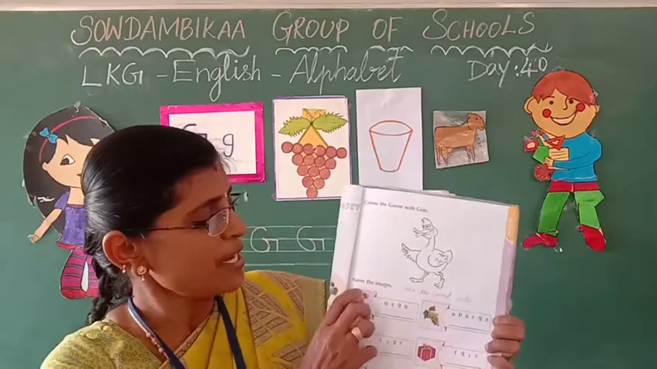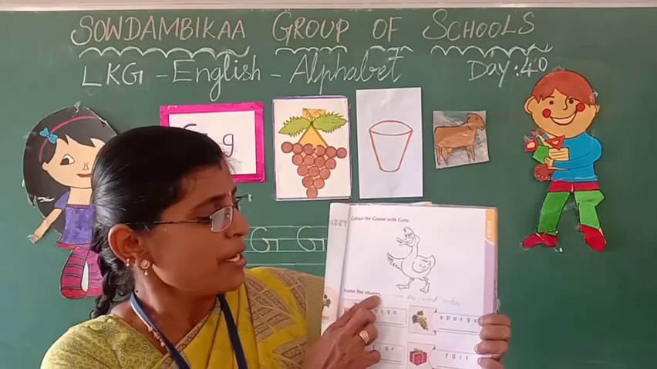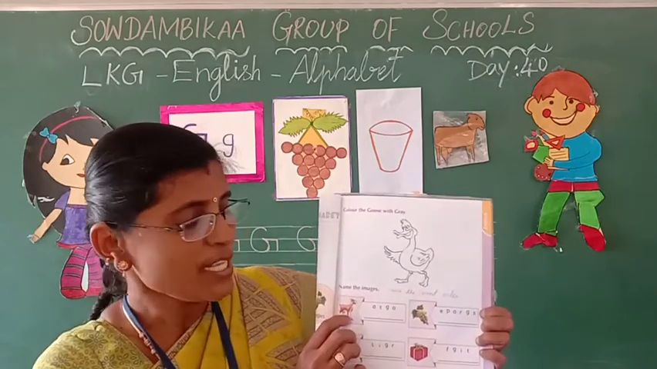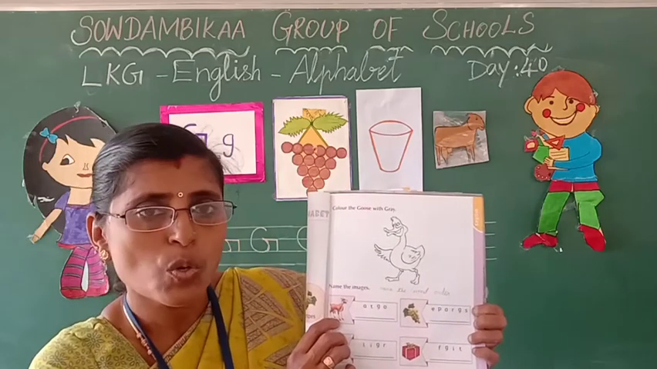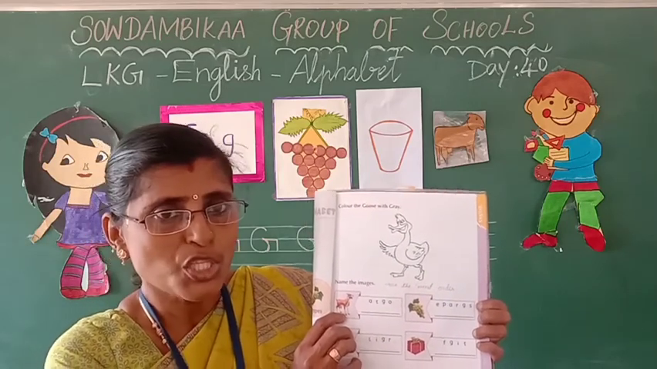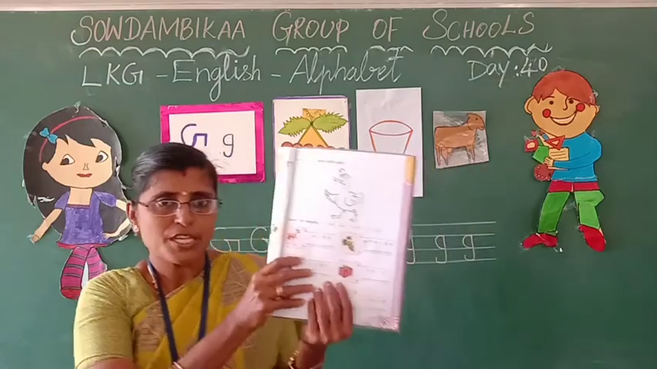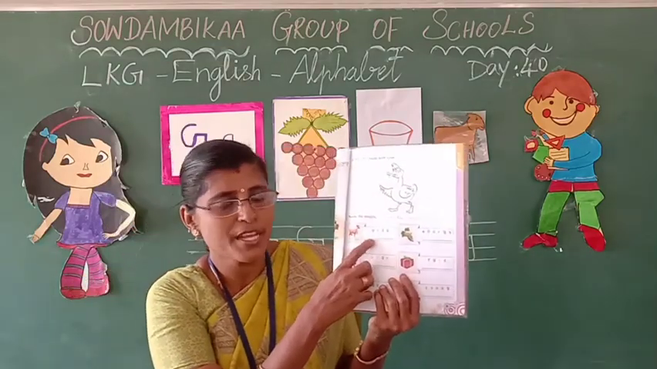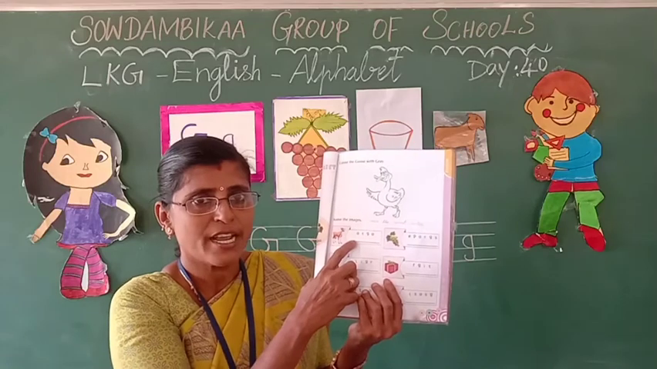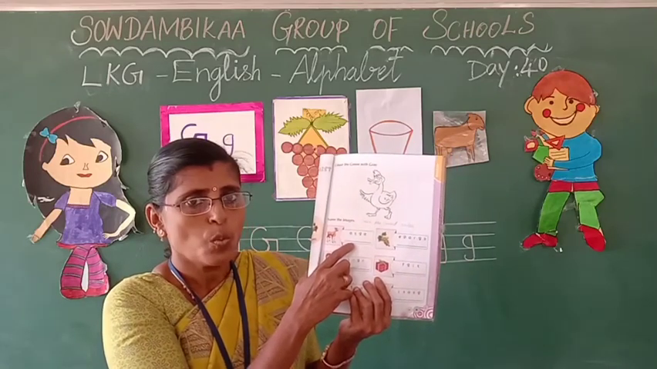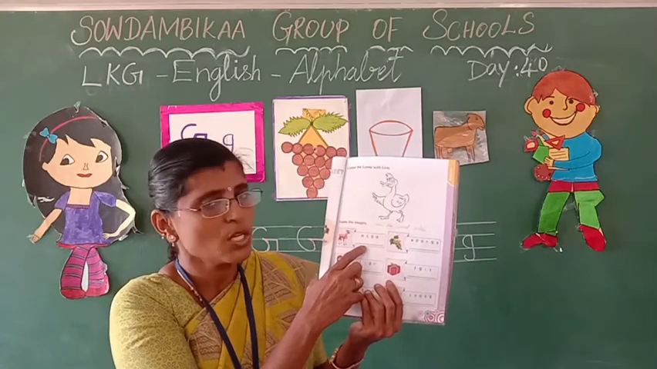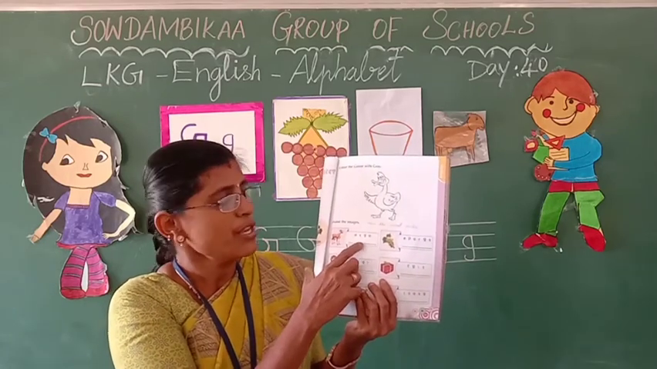Dear cuties, name the image. What is this picture? Yes, this is a goat. Goat spelled G-O-A-T. First letter, write the first letter G. Next, O. A.